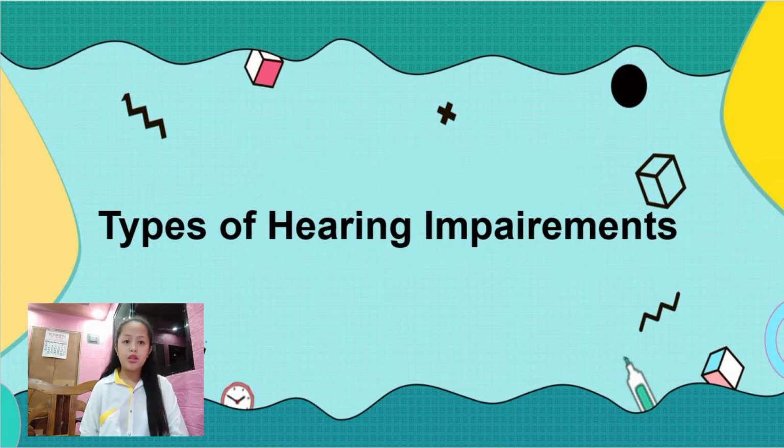Together with my group mate, we will discuss to you the types of hearing impairment. So before we start, what can we say about hearing impairment? Hearing impairment occurs when there's a problem or damage to one or more parts of the ear. Now I will discuss to you the types of hearing impairment.